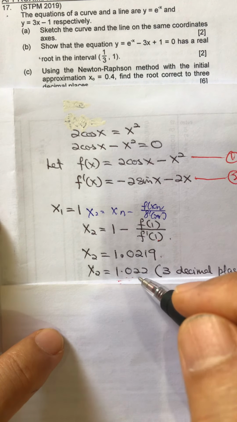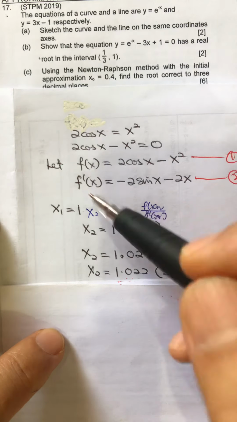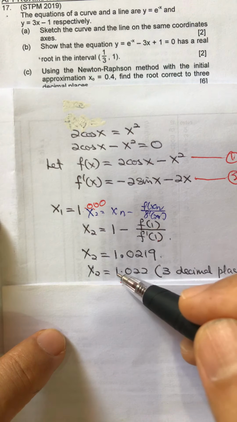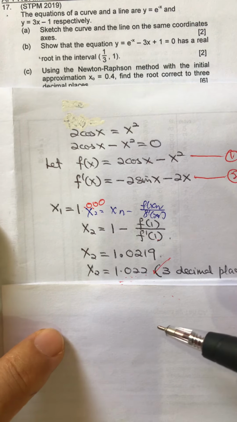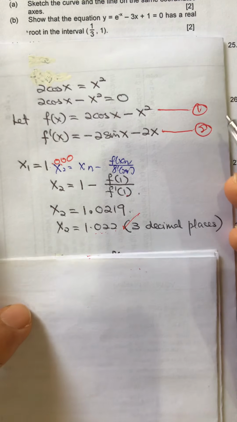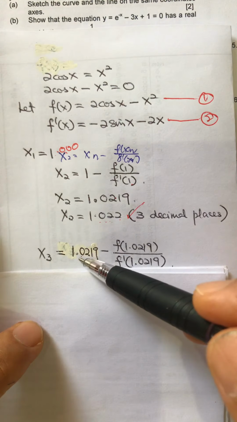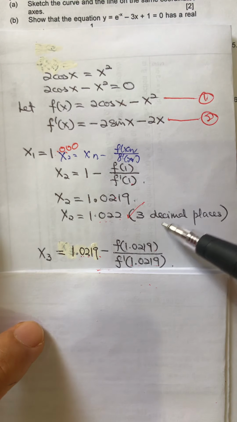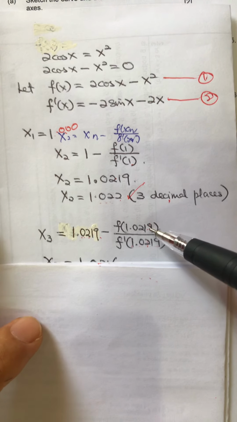I will get 1.022. So when you compare, the first answer is 1.00, isn't it? So of course 1.022 is a better answer than 1.00. That means we have already improved the accuracy. Okay, then we go to x3. For x3 we substitute here. So you see, I use 4 decimal places. But the question asks for 3 decimal places because I have to make 1 extra for rounding purposes.